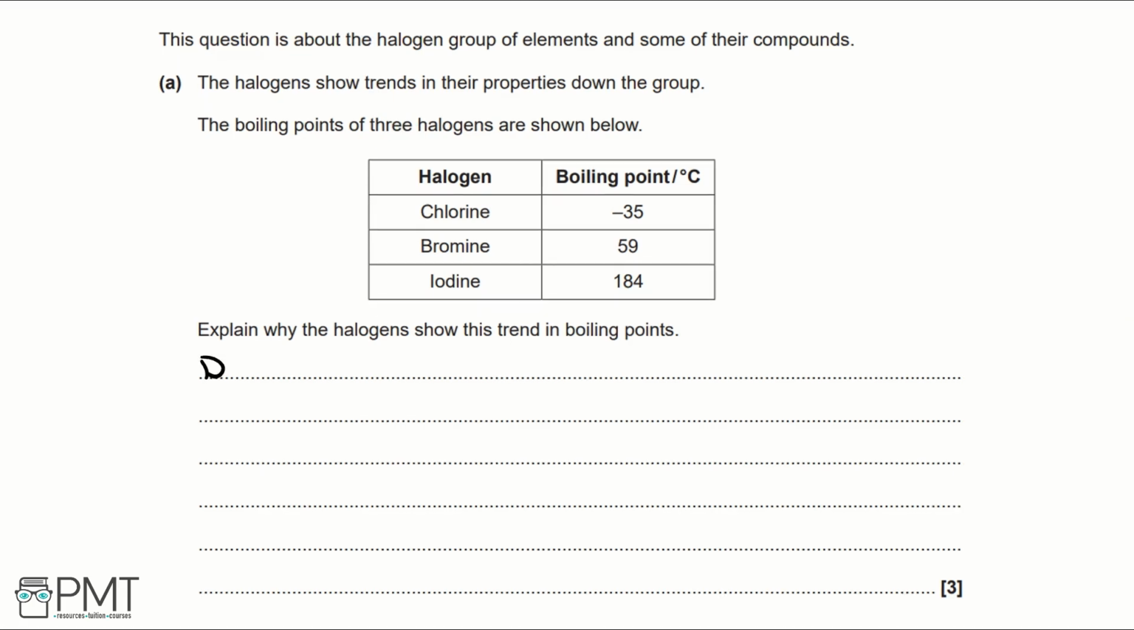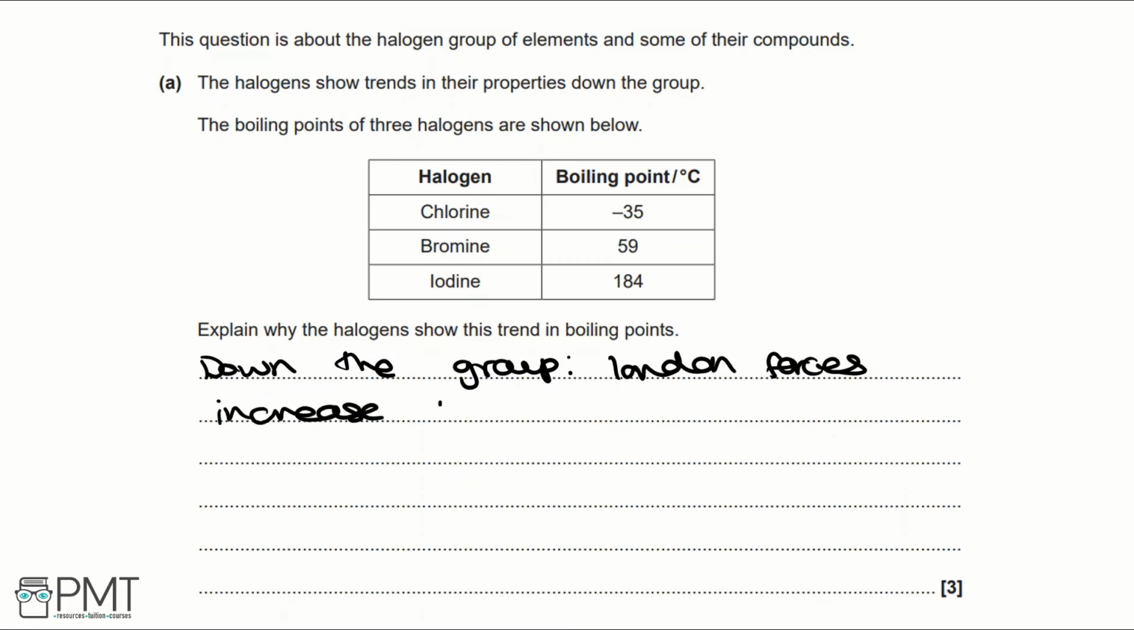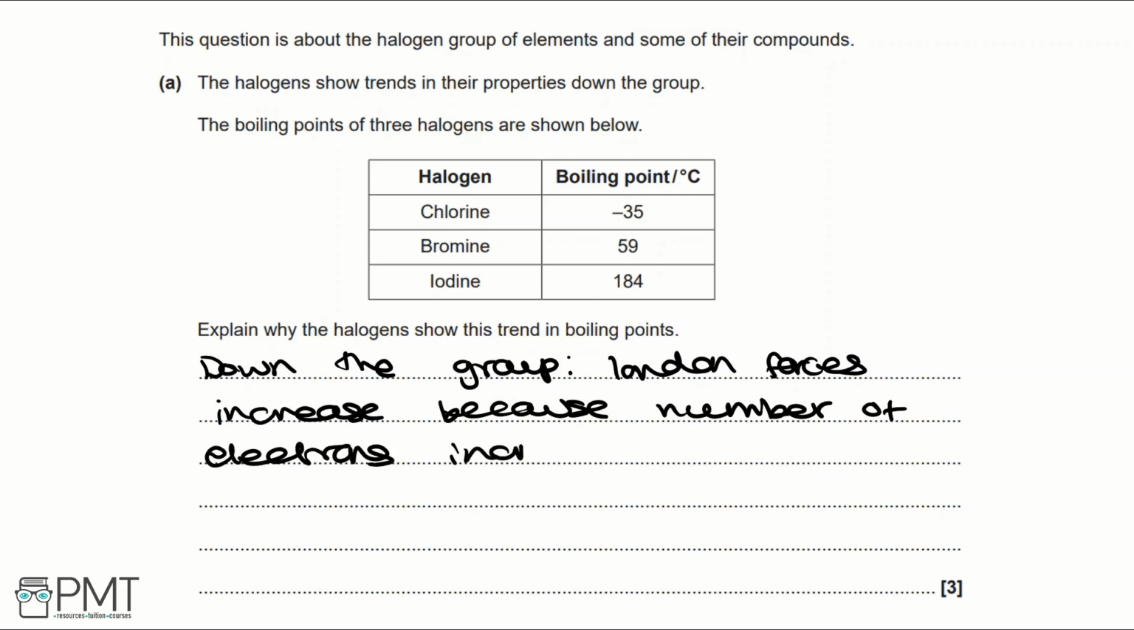For any question where you're asked to describe a trend, you need to specify which direction. So we're going to go down the group. What happens down the group is that London forces of attraction increase. They're sometimes referred to as van der Waals forces, but London forces is accepted here. And it's because the number of electrons increases. So this is your second statement you need to write for this question.